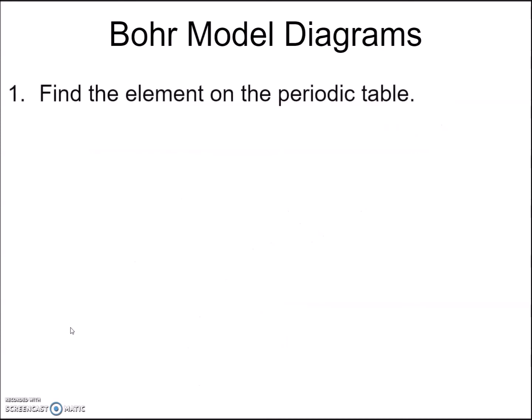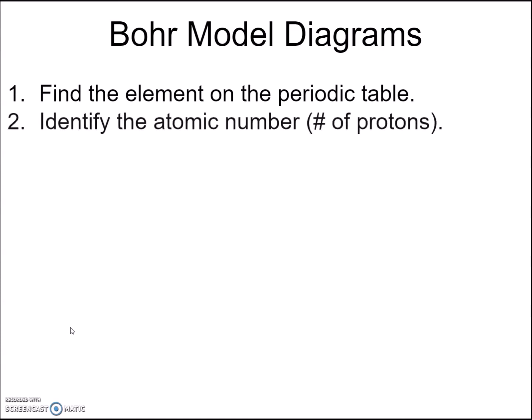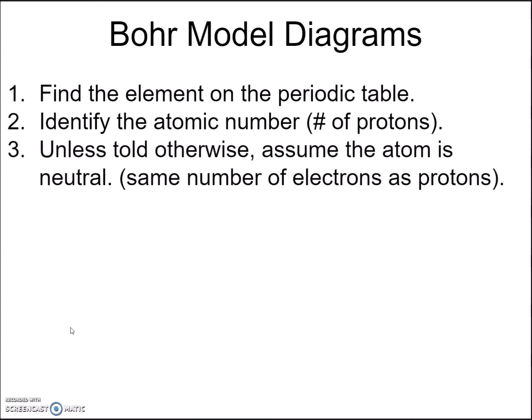4 simple steps. You'll be given the element's name. They'll say, draw a Bohr model diagram for phosphorus, for example. The first thing you'd want to do is find that element on the periodic table. Identify the atomic number, which is the number of protons. And then this is really important: unless you're told otherwise, go ahead and assume that that atom is neutral. That means that you have the same number of electrons as protons.